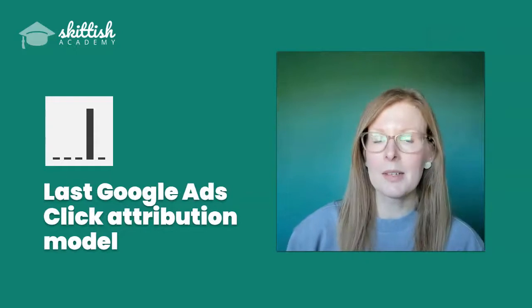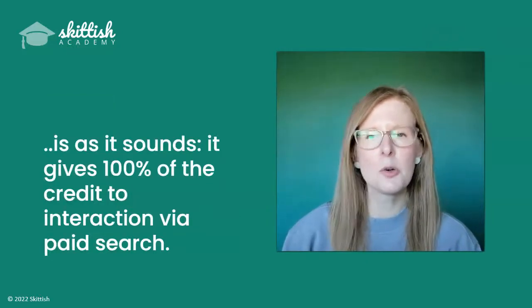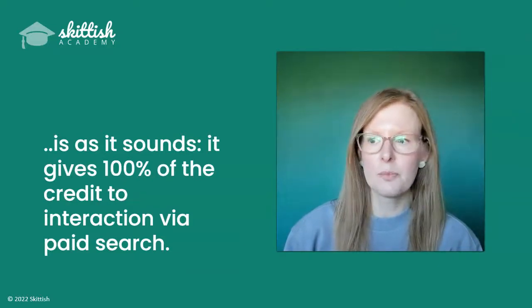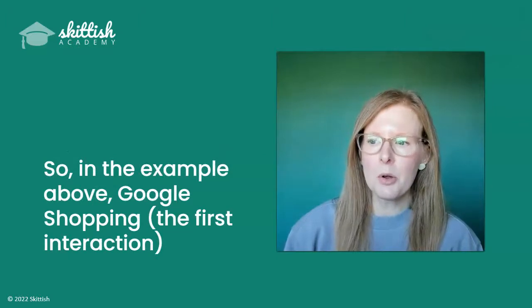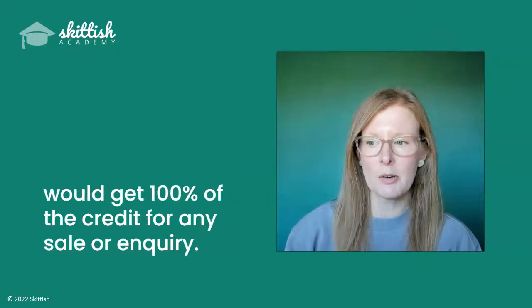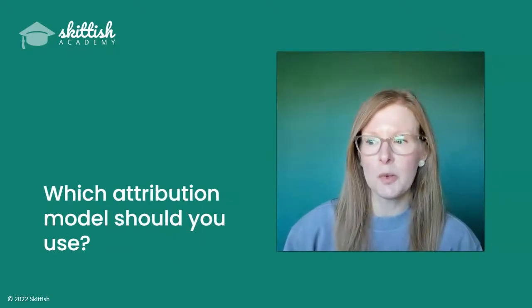Last Google Ads click attribution model. As it sounds, it gives 100% of the credit to the interaction via paid search. So in the example above, Google Shopping, the first interaction, would get 100% of the credit for any sale or inquiry. Which attribution model should you use?